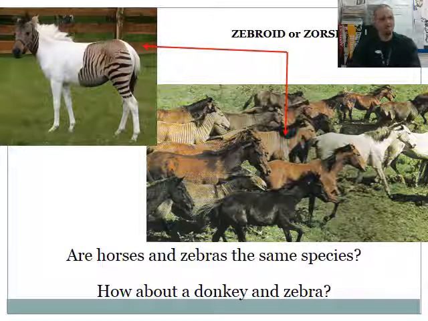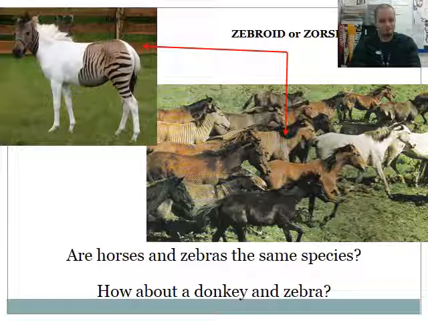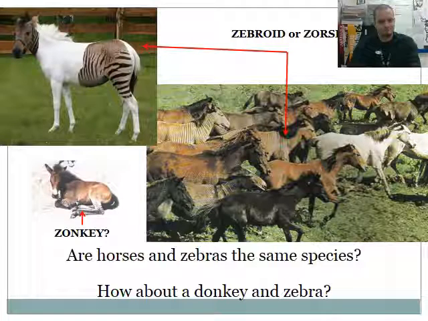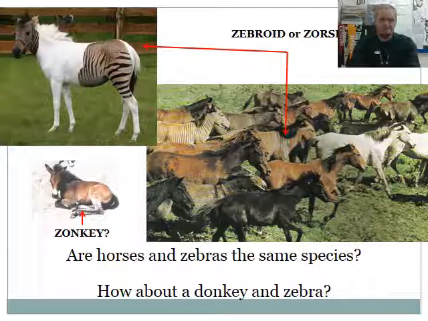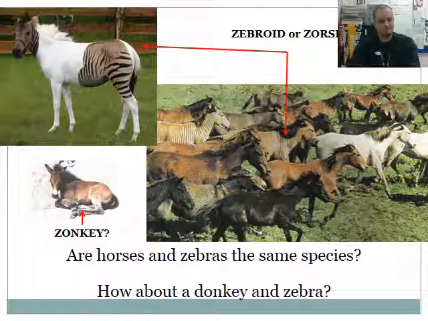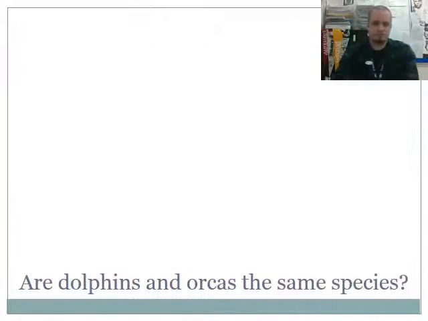Now how about a donkey and a zebra? Oh yeah, that creates a zonkey. Zonkey! Now, unfortunately, once again, cannot reproduce to make more zonkies. How about a dolphin and an orca? What do you think? I mean, they're both mammals, live in the water, maybe?